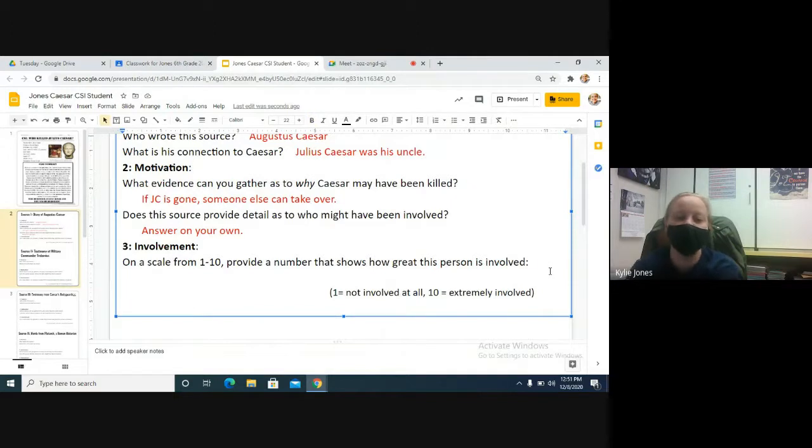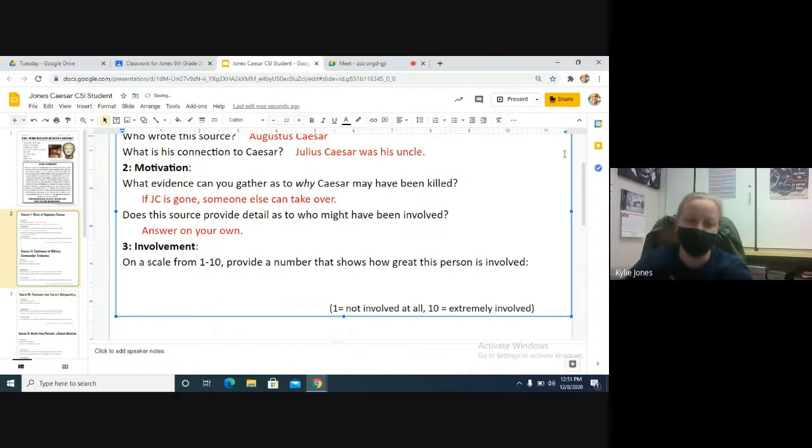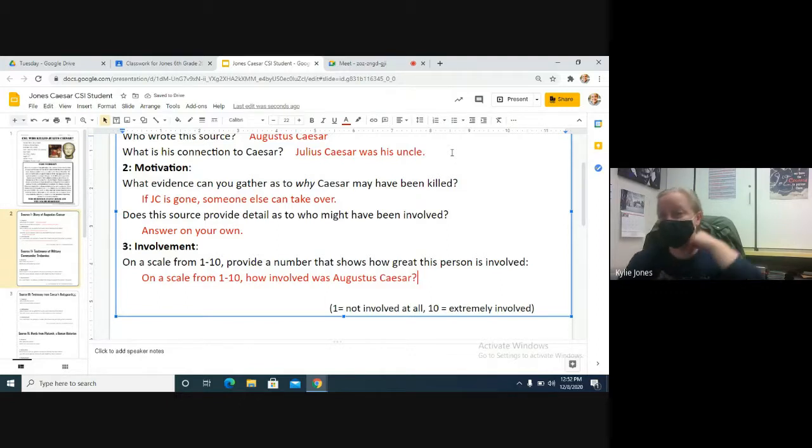Involvement on a scale from 1 to 10. Provide a number that shows how great you think this person is involved. So, based on Augustus Caesar's letter, do you think he was involved? So, on a scale from 1 to 10, how involved was Augustus Caesar? And you really only need to write a number there of 1 to 10. How involved do you think he was in the murder of his uncle?